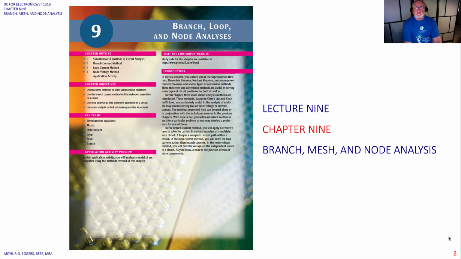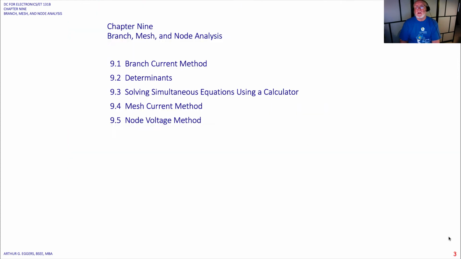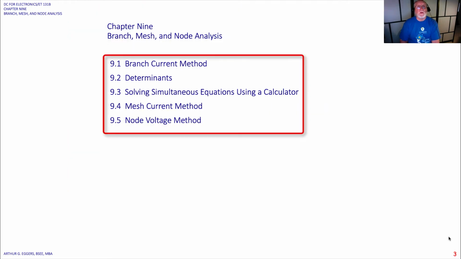Chapter 9, we're going to start looking at more detailed analysis, with more use of some of our mathematical relationships like simultaneous equations and something called the determinant and matrix. So we're going to look at branch, mesh, and node analysis. These are all probably going to be new things to you.